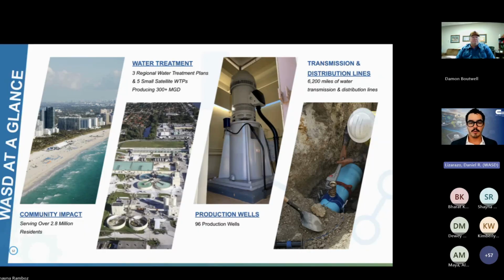To aid with that production of water, our system has about 96 production wells and well over 6,000 miles of water transmission and distribution lines. So the metering part of this is towards the end of the life cycle of our water infrastructure. So you can go to the next slide.